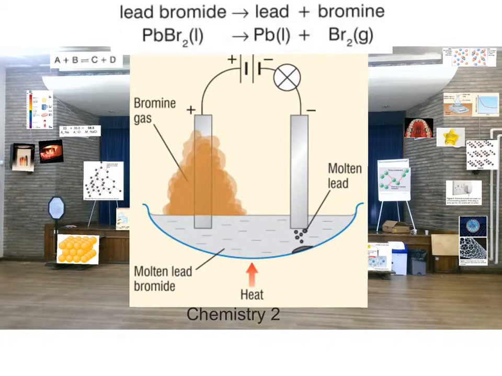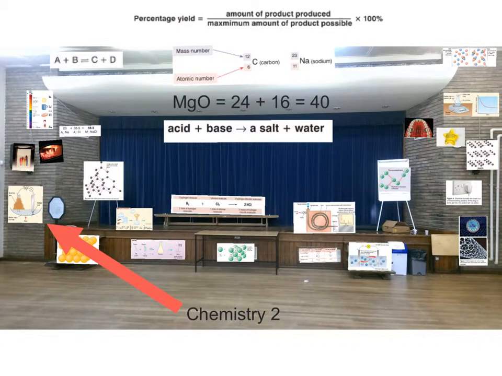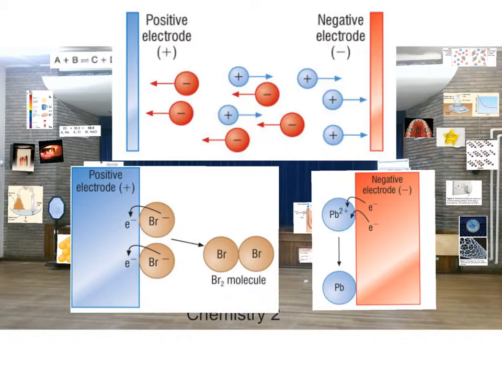Electrolysis breaks down a substance using electricity. Ionic compounds can only be electrolyzed when they are molten or in solution. That's because their ions are then free to move to the electrodes. In electrolysis, positive ions move to the negative electrode, while negative ions move to the positive electrode. In electrolysis, the ions move towards the oppositely charged electrodes. At the electrodes, negative ions are oxidized, while positive ions are reduced.